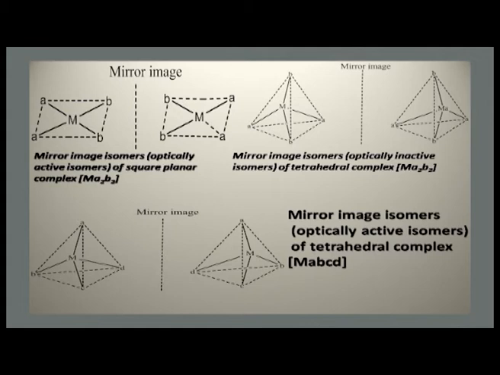You can see the structure. In the tetrahedral arrangement, if two or more ligands are identical, then an imaginary plane will automatically pass between them. You can see the structure here. In other words, even in tetrahedral geometry, to become an optically active compound, all four ligands should be different.